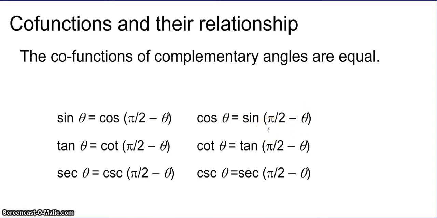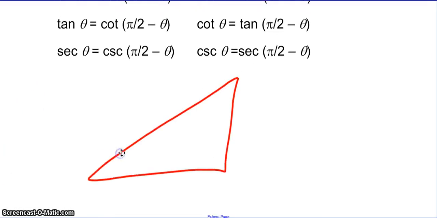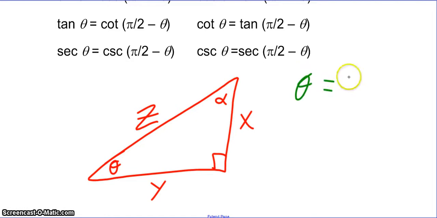Well, we can prove this to ourselves real quick. I'll show you by thinking of a right triangle. So if I draw a right triangle, for example, and let's call this theta, and let's call this alpha, and this will be x and y and z. So just to show you real quick the sine relationship with cosine. Well, I know that, for instance, theta is 90 minus alpha. Okay, that should hopefully make sense. All the angles in a triangle add up to 180. This is already 90, so I'm only left over with 90.